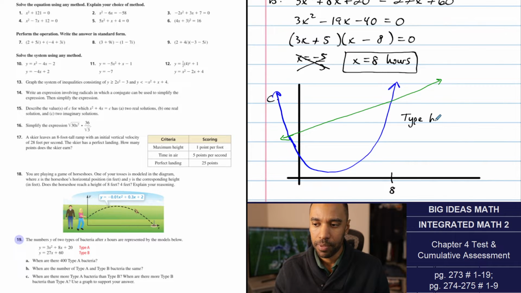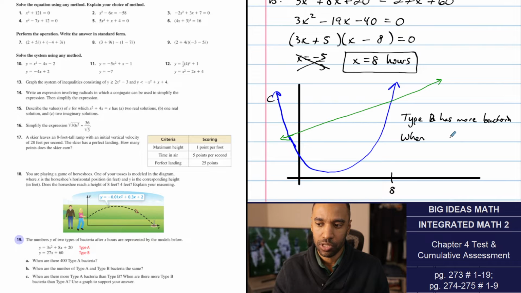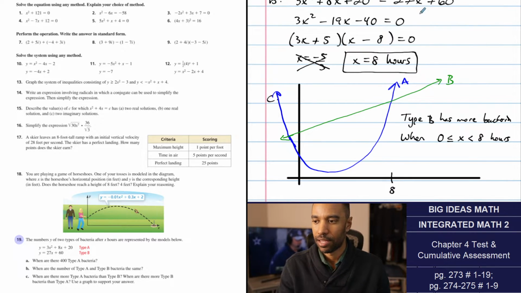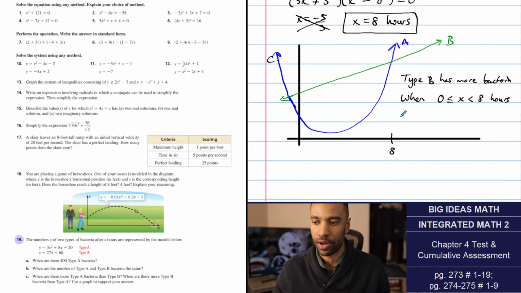When are there more? Type B has more bacteria when x is between 0 hours and 8 hours. We don't include the 8 because at 8 hours they're the same. So type B is green. B, green, A, blue. Type A has more bacteria when x is greater than 8 hours.